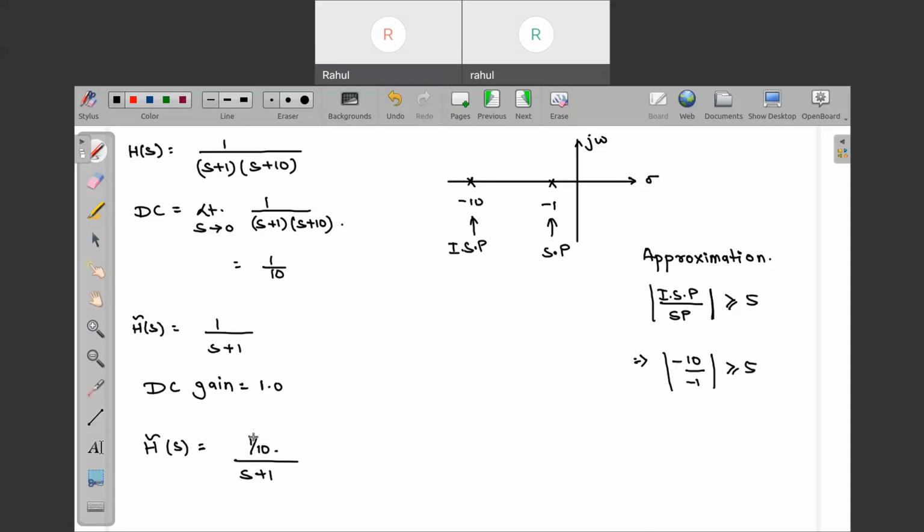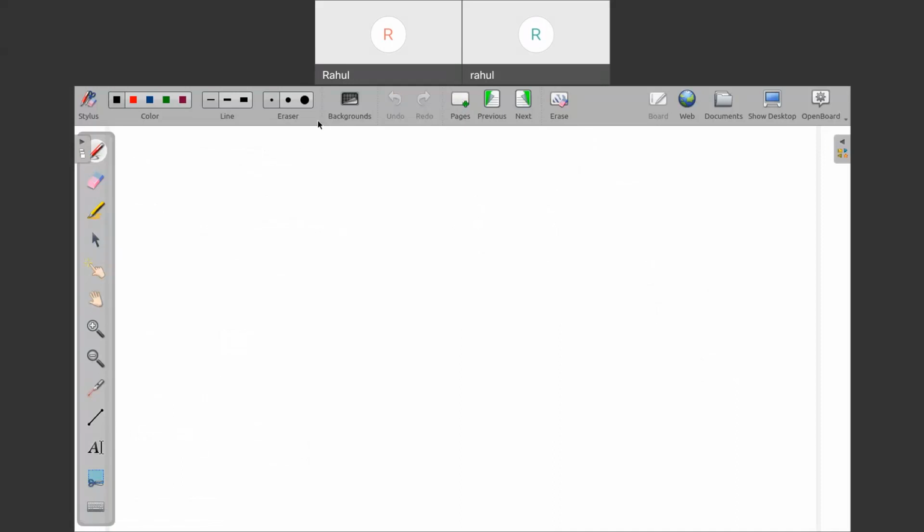Okay, so this will be 1 by 10 s plus 1. So this is your approximated transfer function. Now if in case your transfer function was like this, so now here you can see, if you draw the pole zero plot, this is -1, this is -3, so this is your significant pole, this is your insignificant pole.